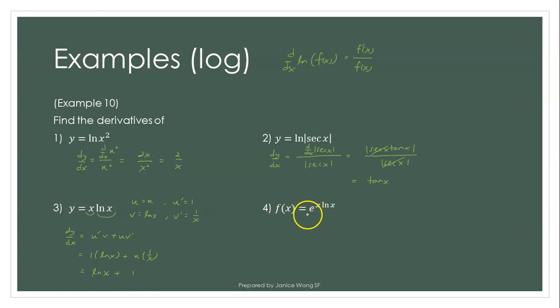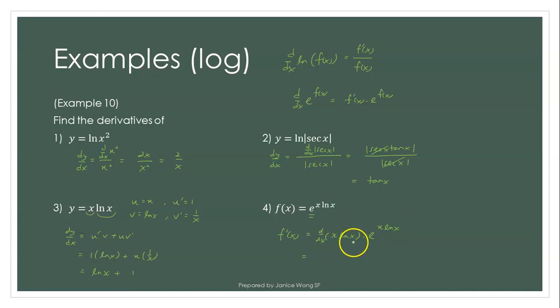Number 4, f(x) equals e to the power of x ln x. This is an exponential term, and it is already in base e. So what do you get for the derivative f prime x? How do you differentiate an exponential term? Recall the rule: differentiating e to the power of f(x), we get f prime x times e to the power of f(x). So we need to differentiate the power here, which is x ln x, times the same e term, e to the power of x ln x.